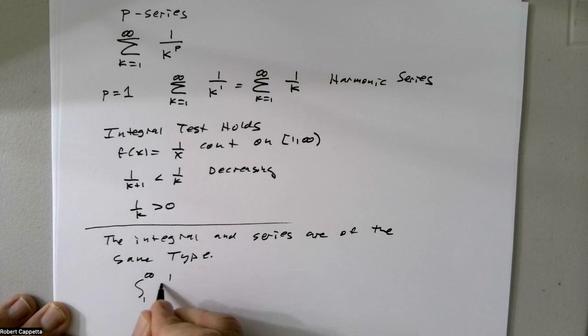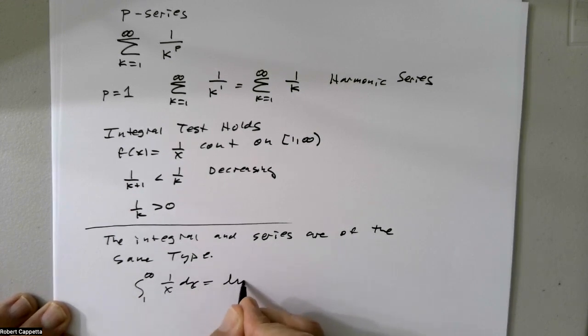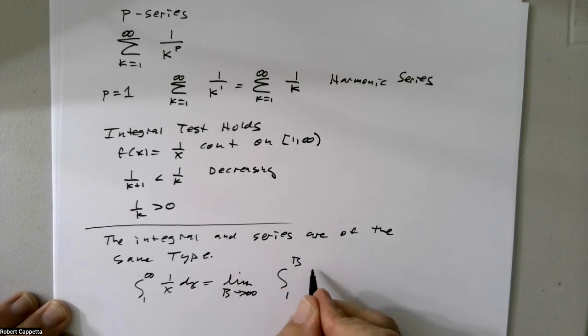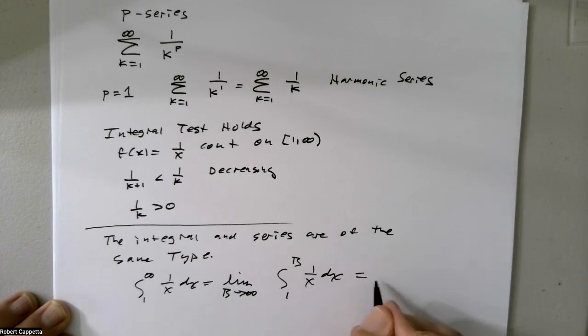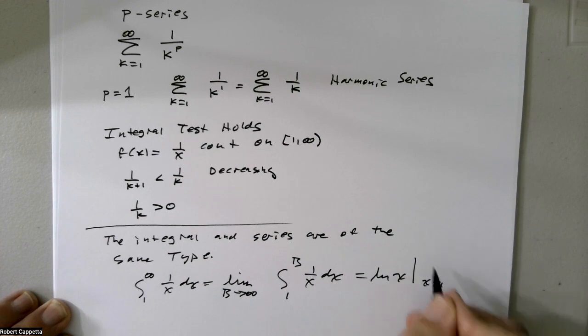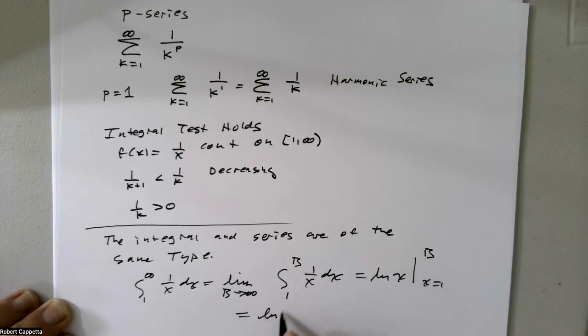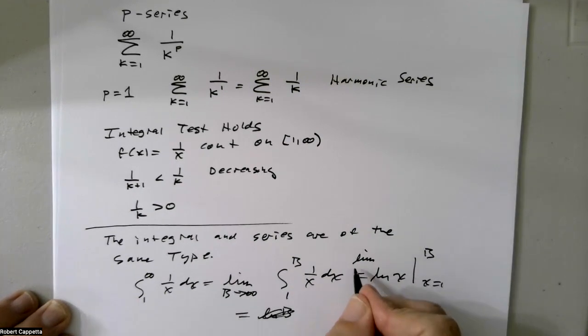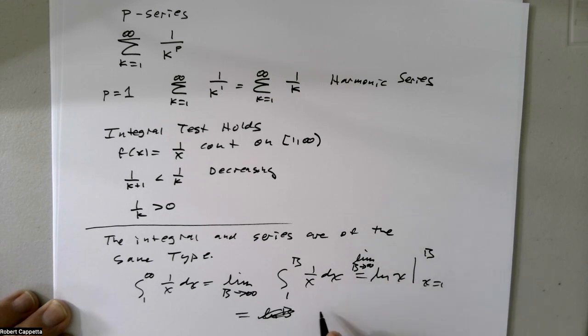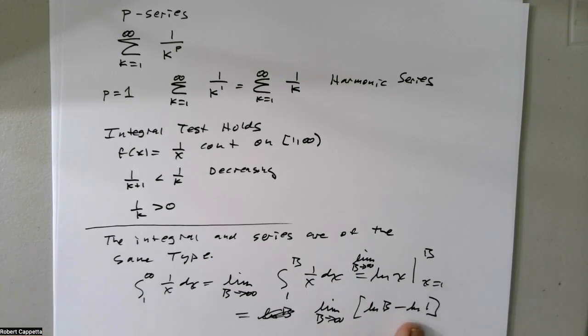The integral from 1 to infinity, 1 over x dx, is the limit as b goes to infinity of the integral from 1 to b, 1 over x dx, which is natural log absolute value of x. I don't need to worry about that as x goes from 1 to b, which is the limit. I need my limit here. Limit is b goes to infinity, which is the limit as b goes to infinity of log b minus log 1. Well, log 1 is just 0, but log b gets as big as you want it to get, so this diverges.